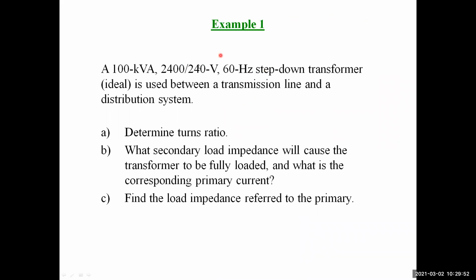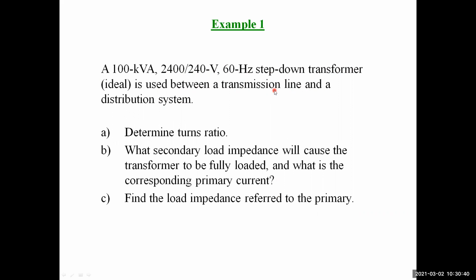Based on that, take this problem, based on this concept. A 100 kVA, 2400 by 240 volts, 60 Hz step down transformer is used between a transmission line and a distribution system.